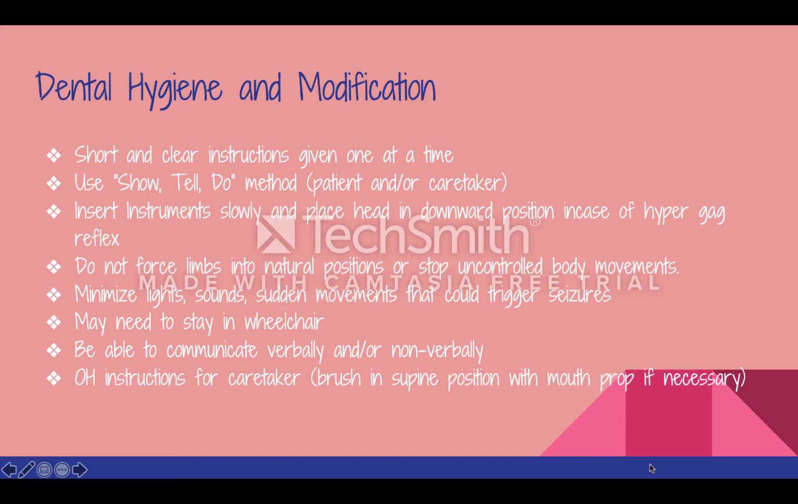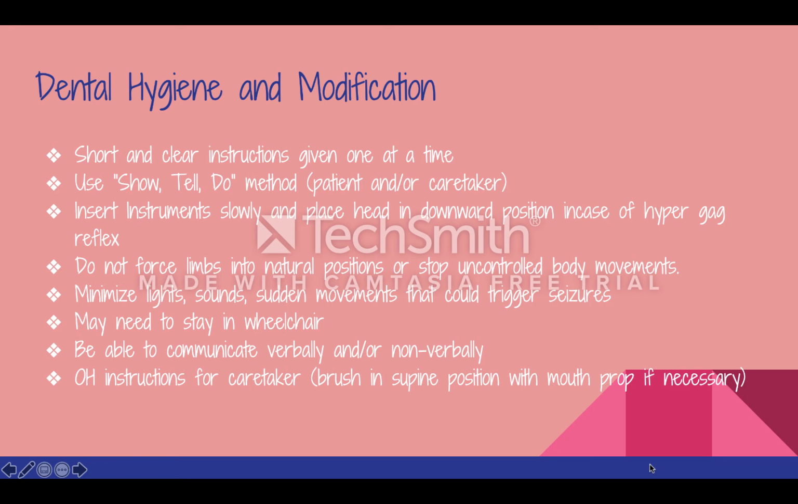Insert instruments slowly and place head in a downward position in case of hypergag reflex. Do not force their limbs into natural positions or stop uncontrolled body movements. This is really important because this can cause nerve damage to them, and as we know too, if they're having uncontrolled body movements during a seizure, you do not want to try to stop them or control them because that could hurt them and it could hurt you.